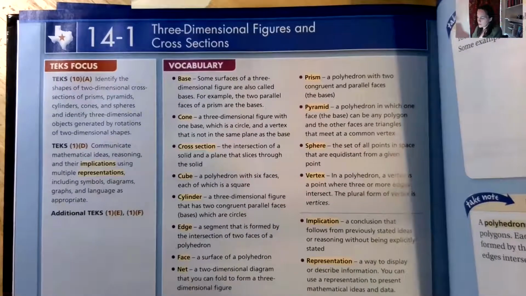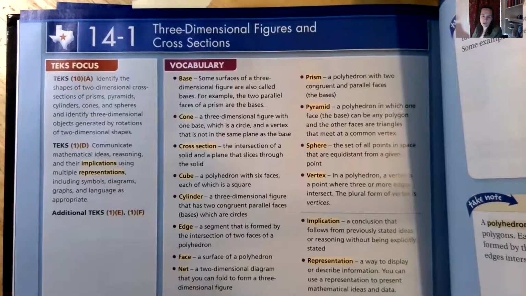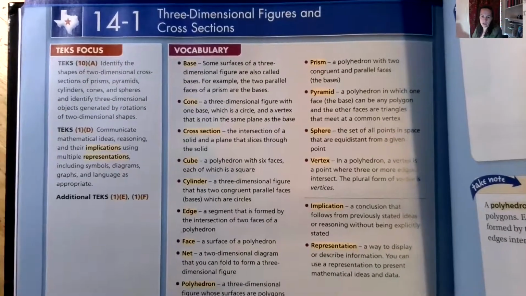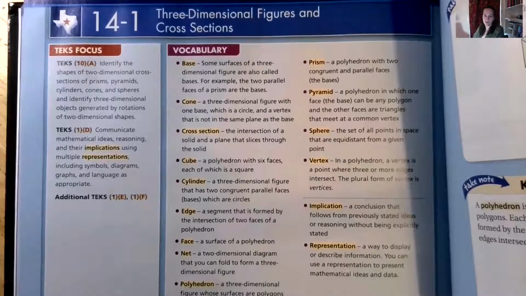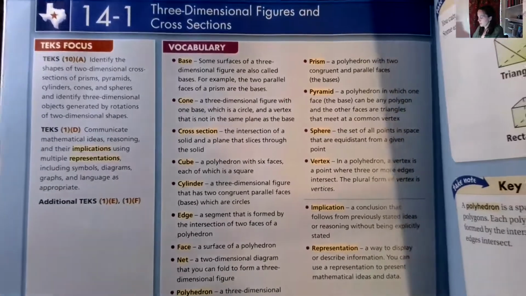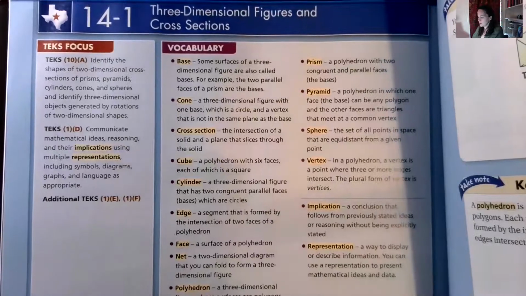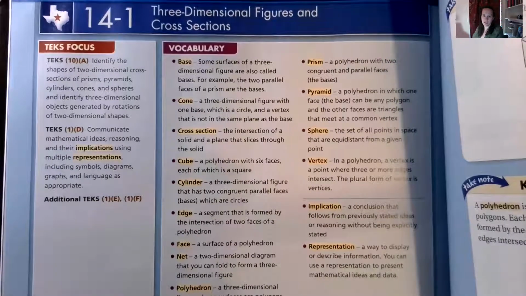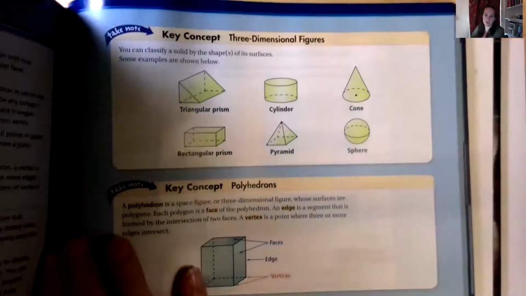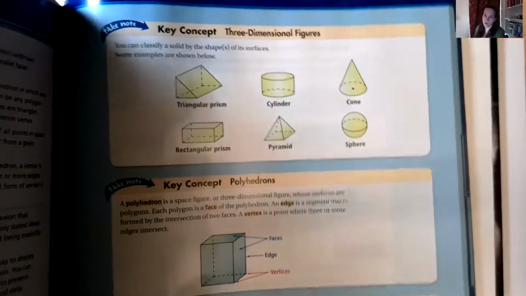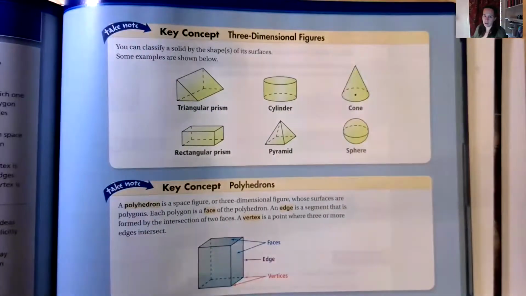When you get ready to study the chapter from the book, be sure to take a look at all of the vocabulary. This gives you a good sense of what you need to make sure that you have learned for this chapter. But to start off with, this is on three-dimensional figures and cross sections. So the first thing that we need to make sure that you remember from your previous study of geometry, or that you learn now, is some vocabulary.